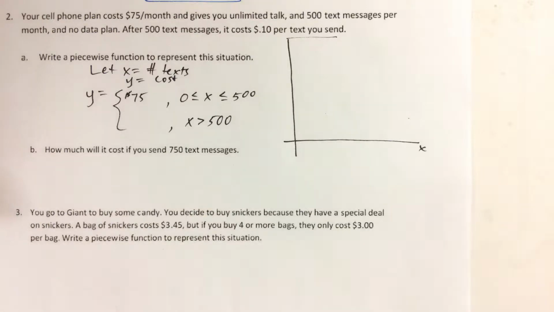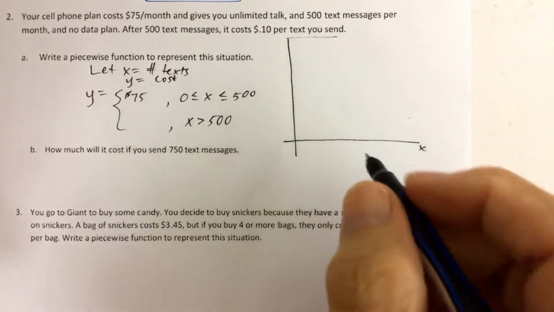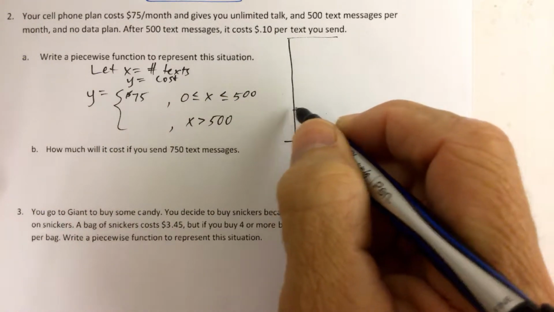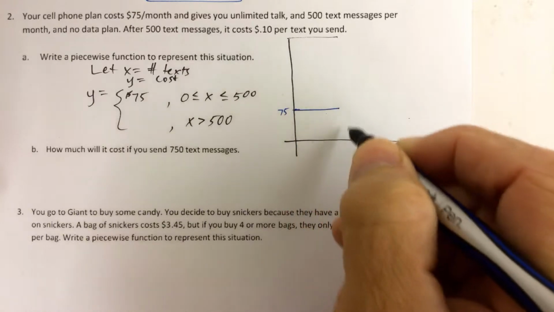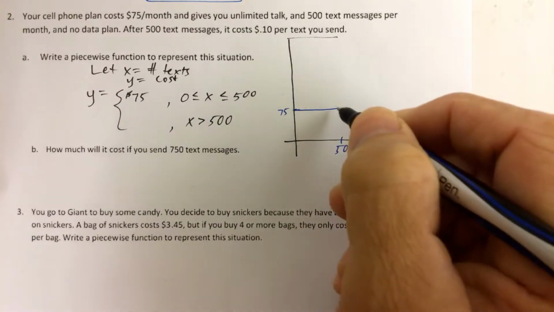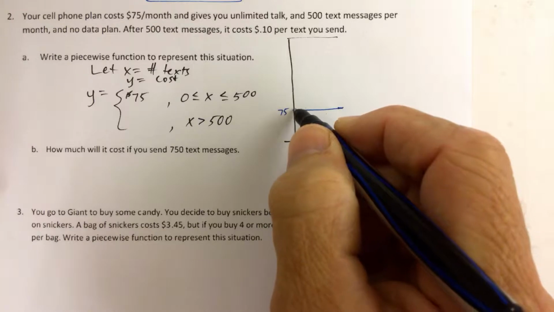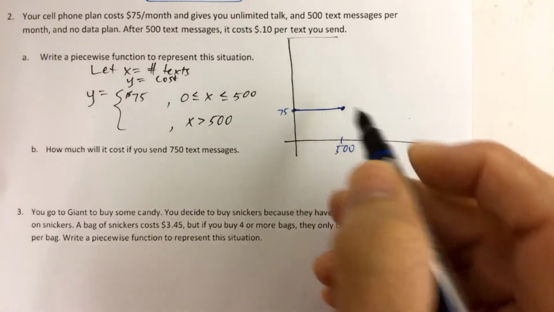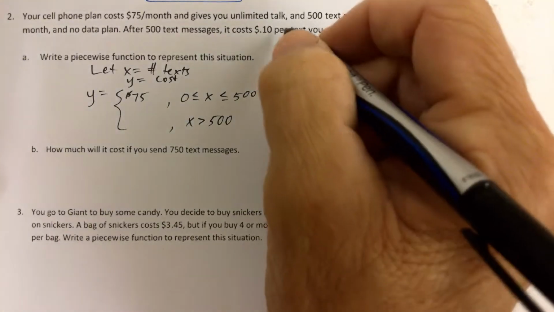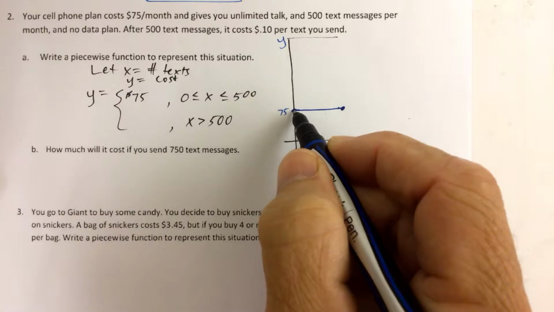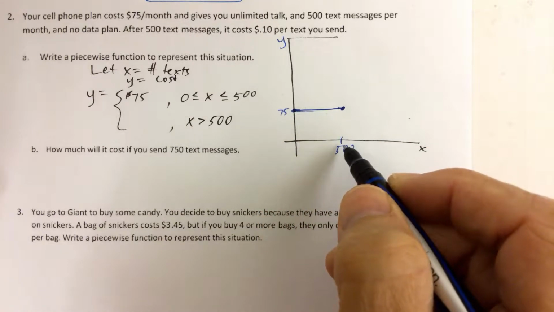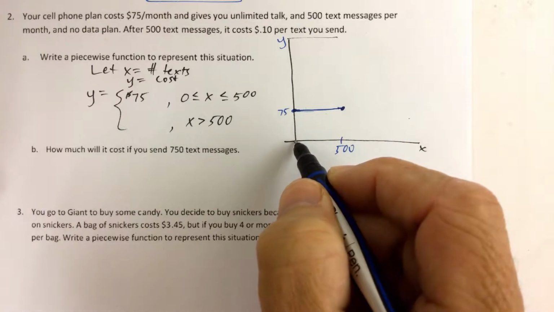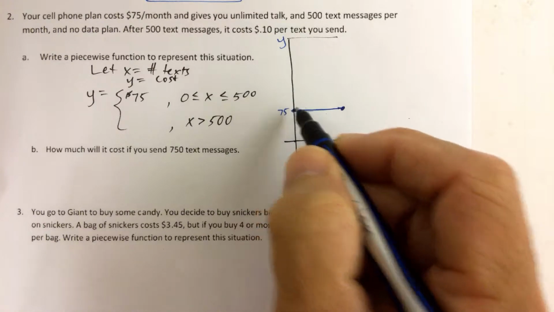The current strategy that I keep going back to is, I know what that looks like. I know that $75 looks just like that up to 500 texts. If it's going to cost me $75 regardless of how many texts I send up through 500, then the graph that shows how much I'm paying would be a constant up through 500. A constant function looks like that. If I send 0 texts, I'm still paying $75.